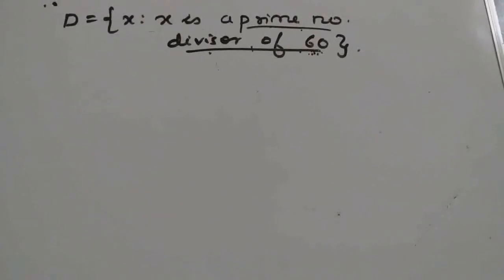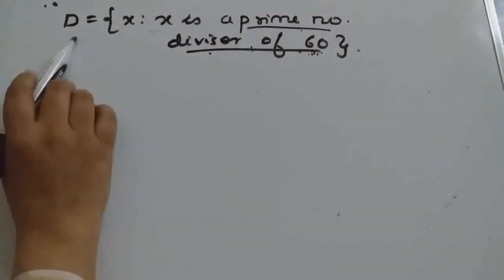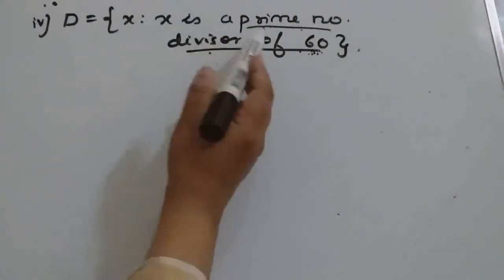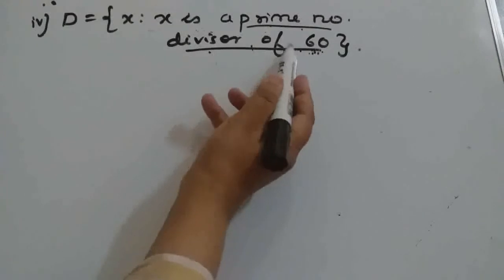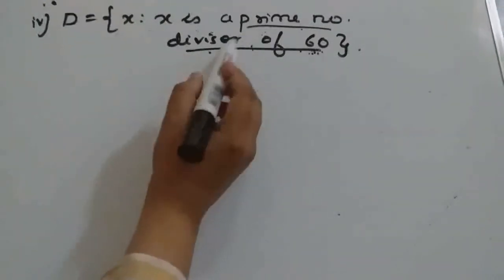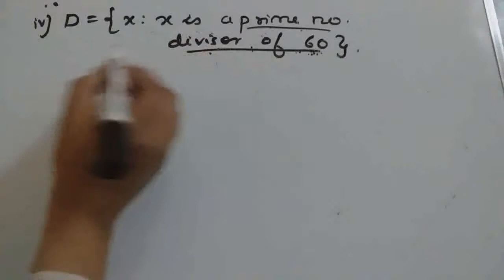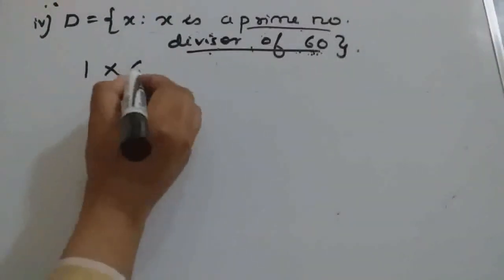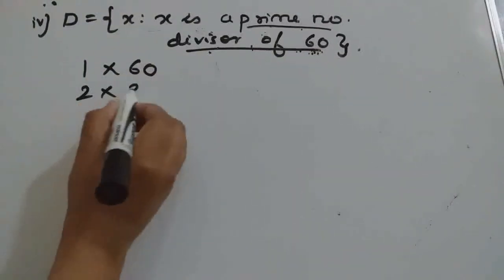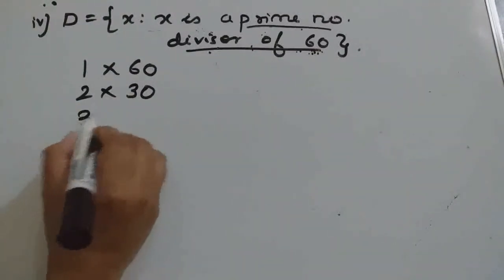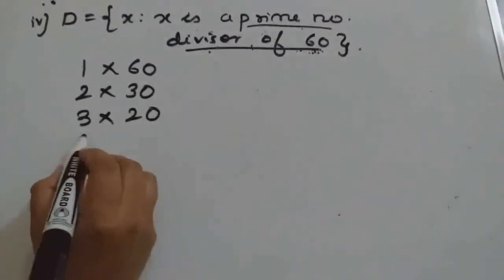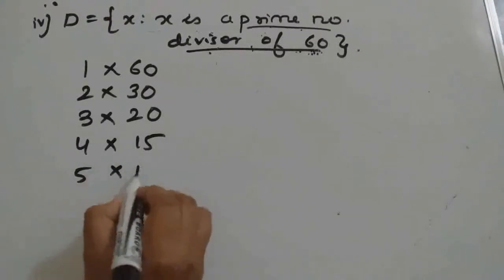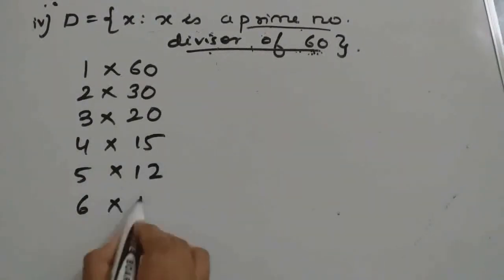Now question 3D part, the fourth question, where D set is defined as x is a prime number, a divisor of 60. So x is a prime number as well as a divisor of 60. First we'll find what the divisors of 60 are. Suppose 1 into 60 is 60, isn't it? 2 into 30 gives 60. 3 into 20 gives 60. Then 4 into 15. Then 5 into 12. Then 6 into 10.